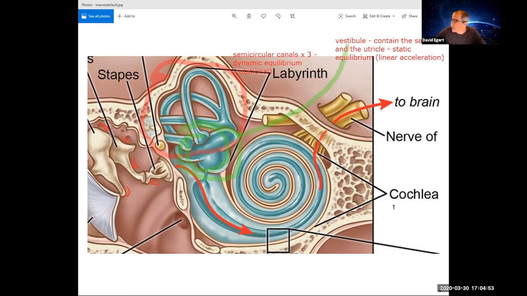And then the cochlea, this is the part that's going to be doing hearing, as we normally think about it. So we're going to look at each of these 3 different regions. Let's start with the semicircular canals, dynamic equilibrium.